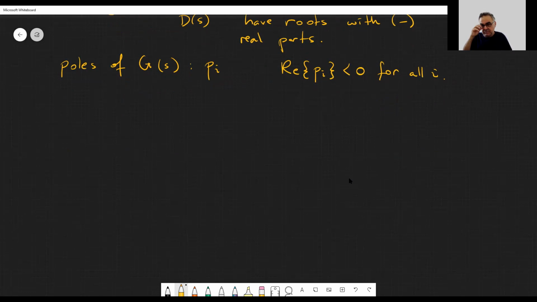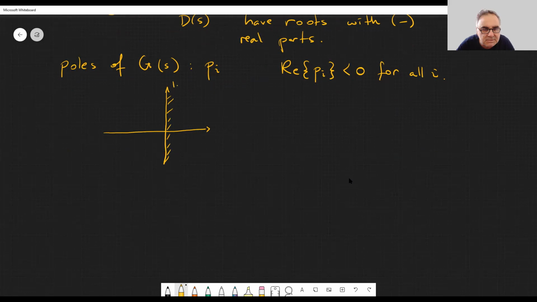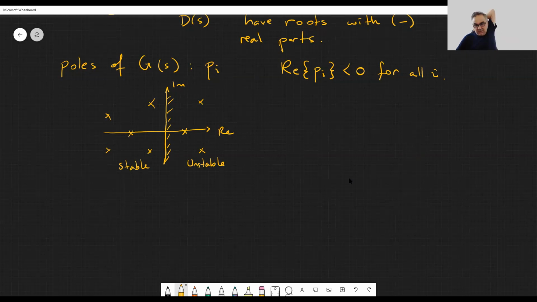So if you look at the complex plane, for example, if you plot the poles, this is the limit for stability, the imaginary axis. This is the real. If the poles are here, these poles are all stable. But if there is one single pole here or here, these poles will be unstable. Because the oscillations caused by these poles are going to grow up over the time.